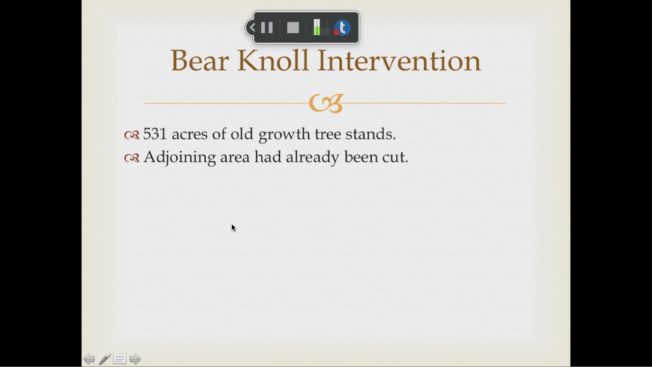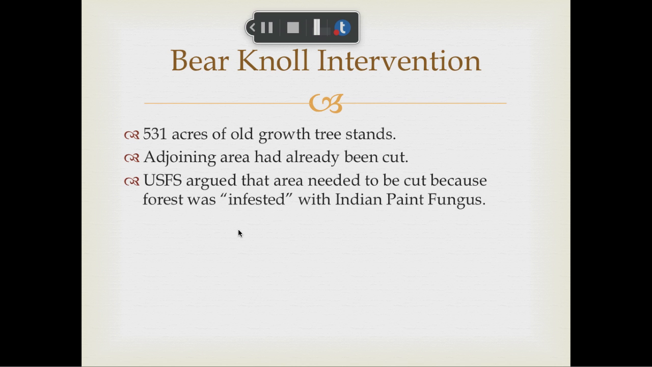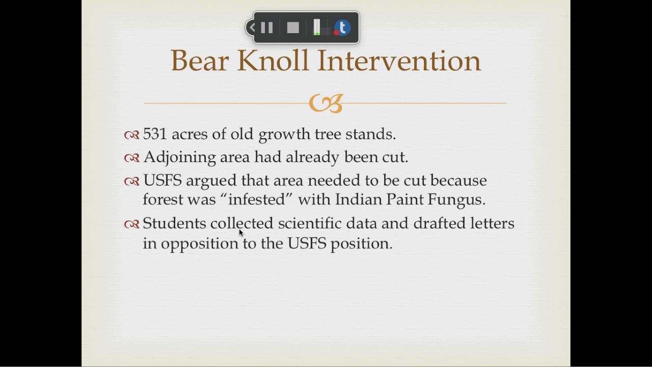There's an adjoining area to the Bear Knoll area that had already been cut and forested for the wood. The U.S. Forest Service argued that the area needed to be cut because the forest was infested with what they call Indian paint fungus. So we need to clear out all these trees and harvest all this wood because there's this Indian paint fungus on the trees.